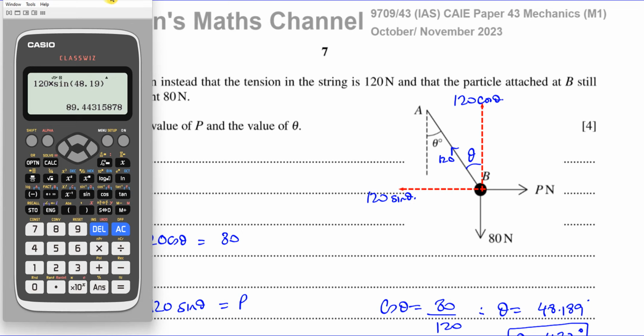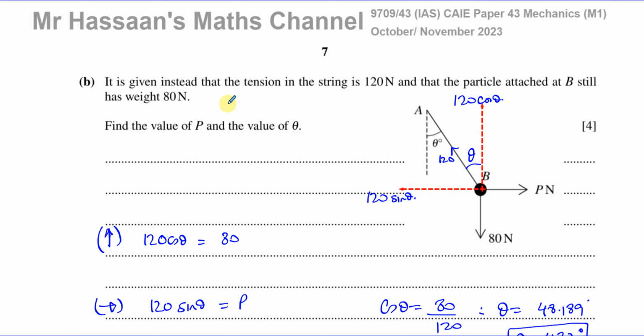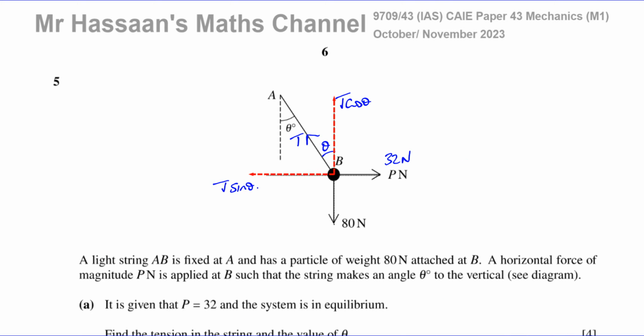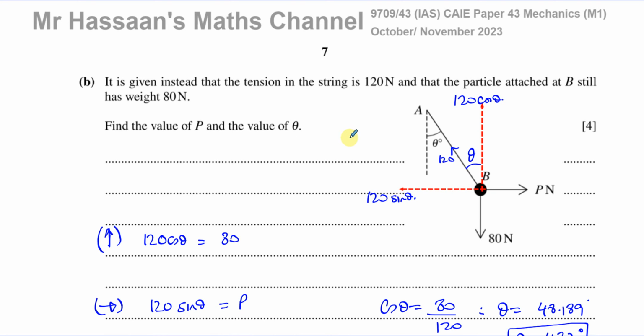So that concludes this question, which is question number 3, I think. No, actually, it's question number 5 I'm talking about. Question number 5 from this October-November 2023 paper.